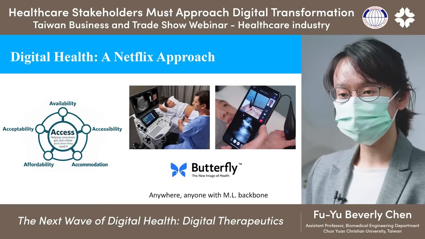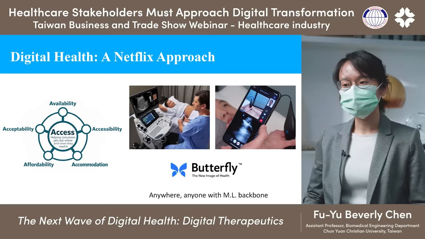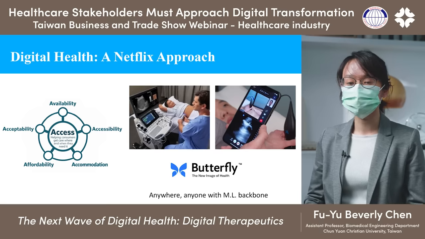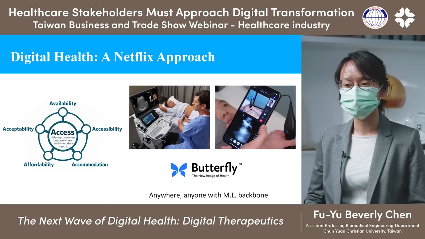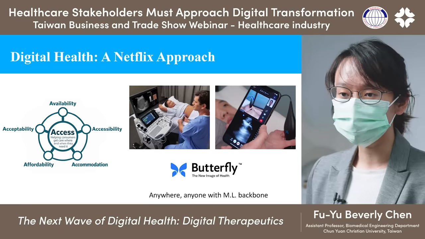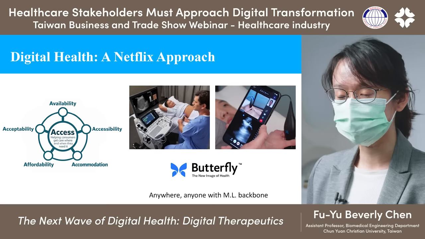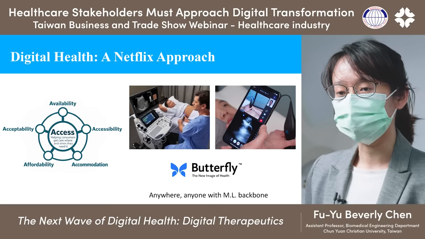It increases the access of patients to get care where and when they need it. For example, if you want to get an ultrasound scan, normally we need to go to hospitals or clinics to get the scans from these big and bulky machines shown in the left-hand picture. But Butterfly is a company that developed a handheld ultrasound device which can be plugged into any mobile device to perform ultrasound scans anywhere on anyone. Although the resolution of the ultrasound scan is not as good as the traditional machine, with the machine learning software backbone, it compensates for the hardware capability.